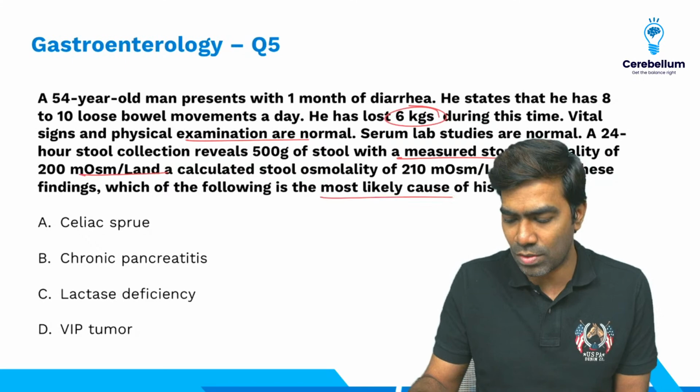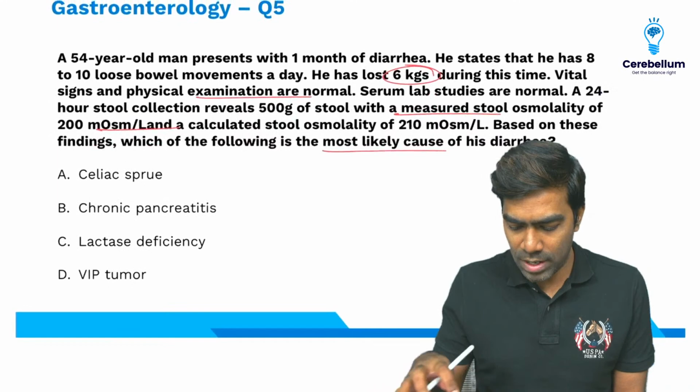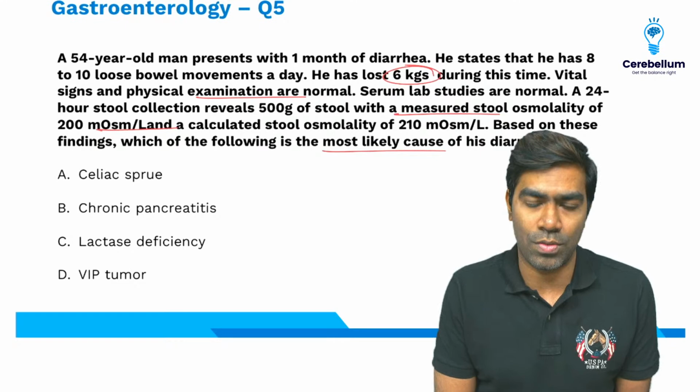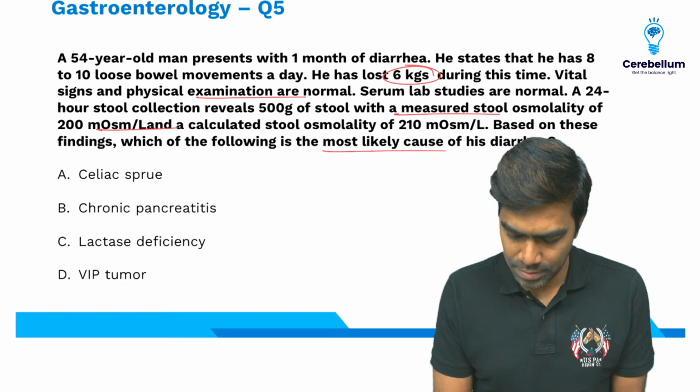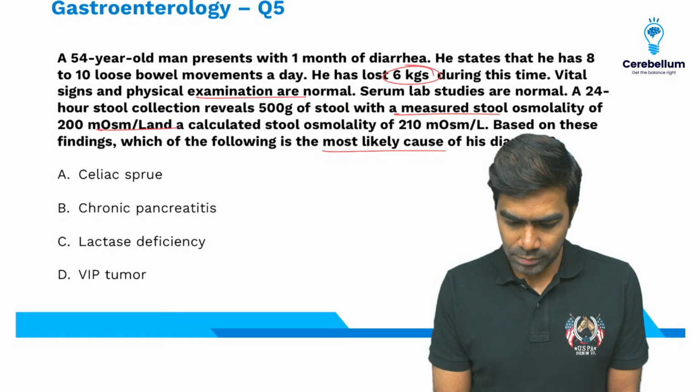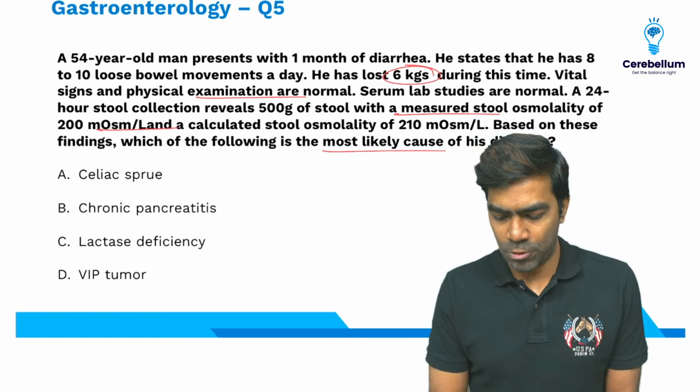Is it celiac sprue, or chronic pancreatitis, or lactase deficiency, or is it going to be VIP tumor? So which is the most likely diagnosis based on the given clinical data? The clue here is very, very simple. It's the stool osmolality that's going to give you the clue technically.